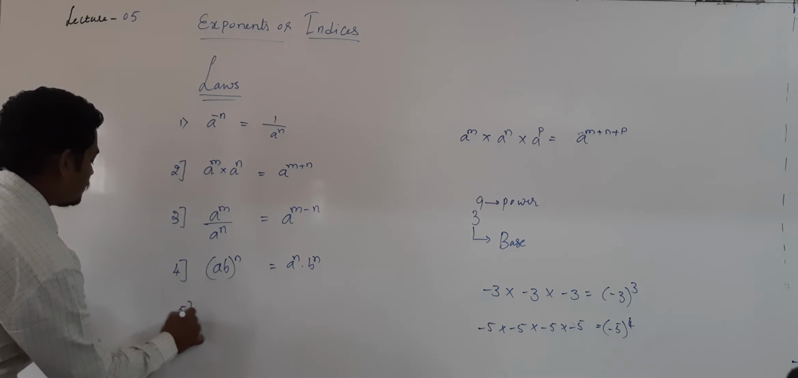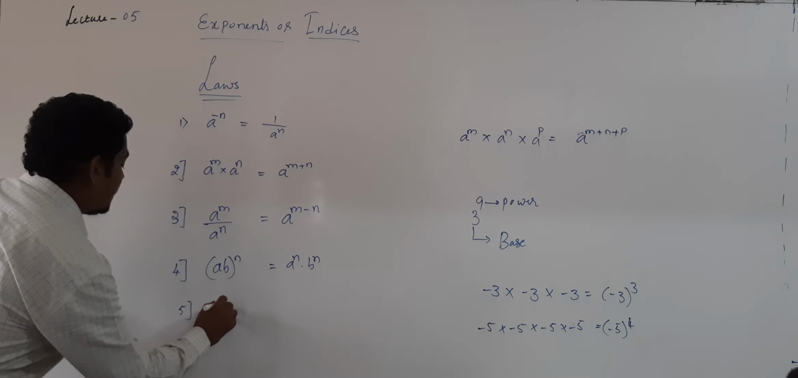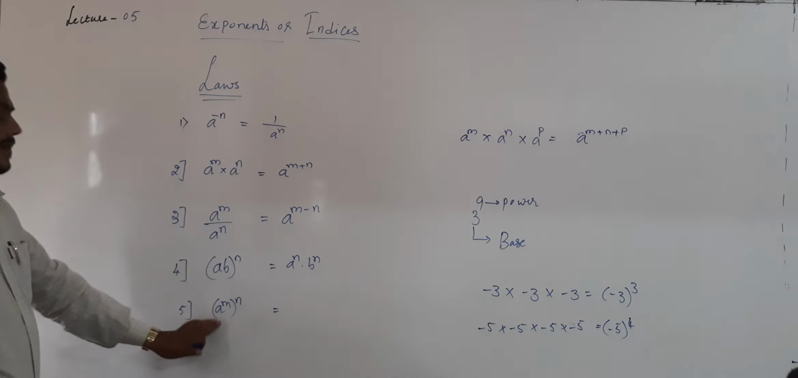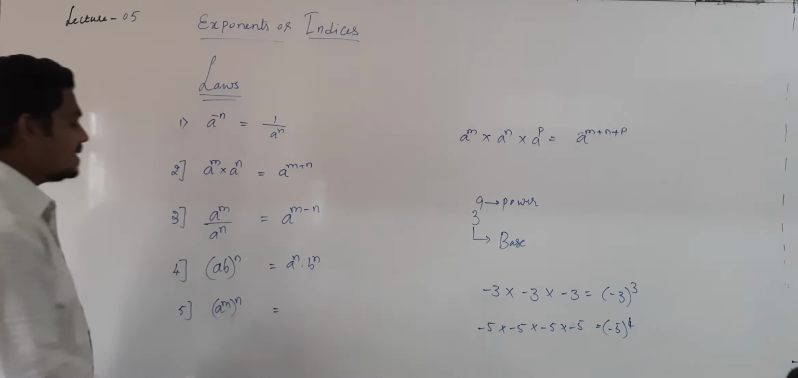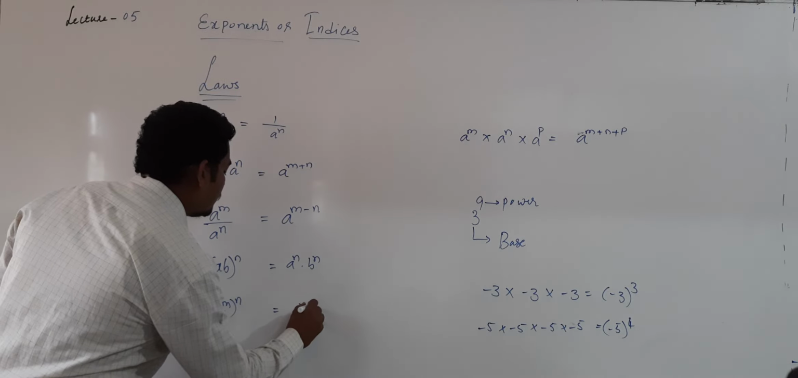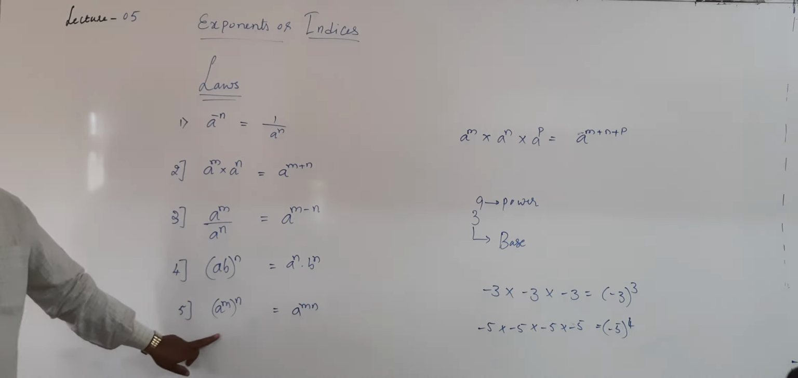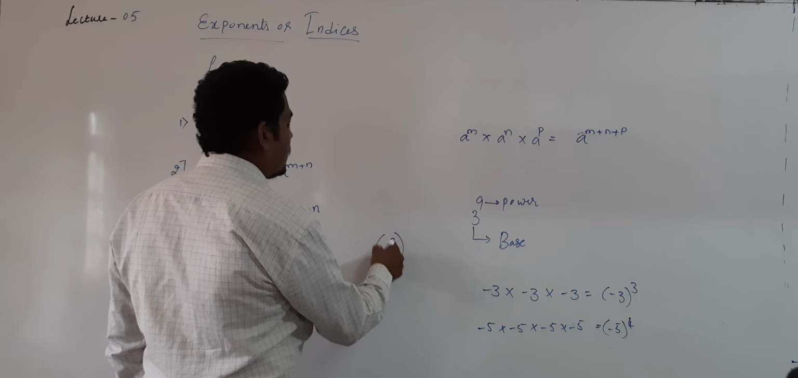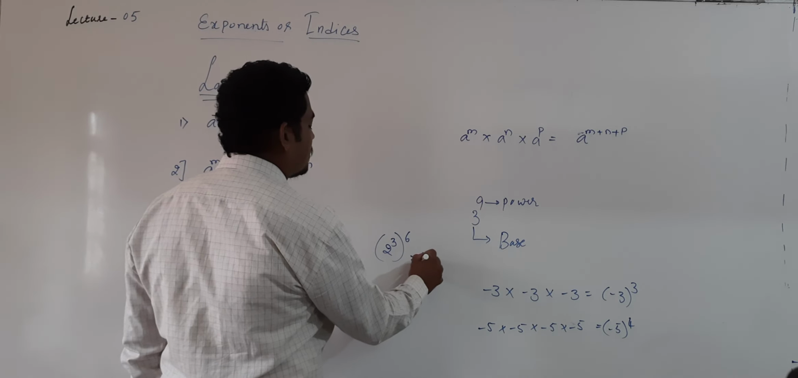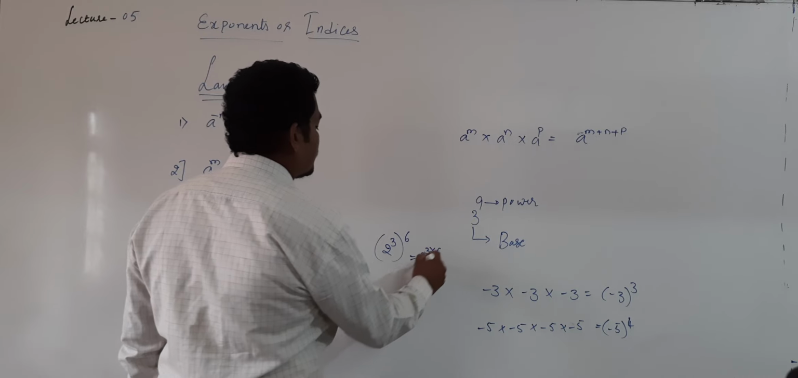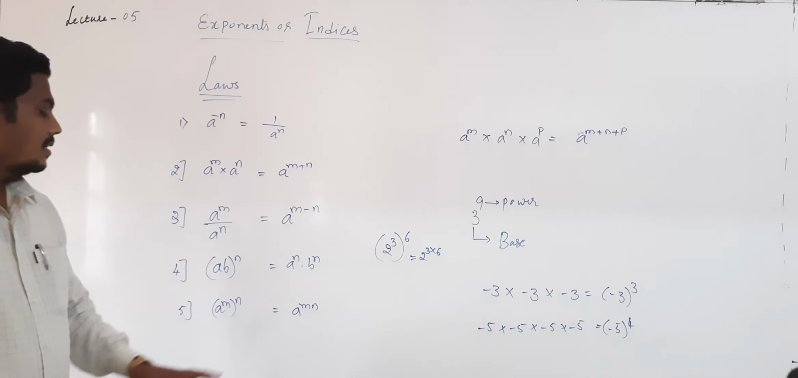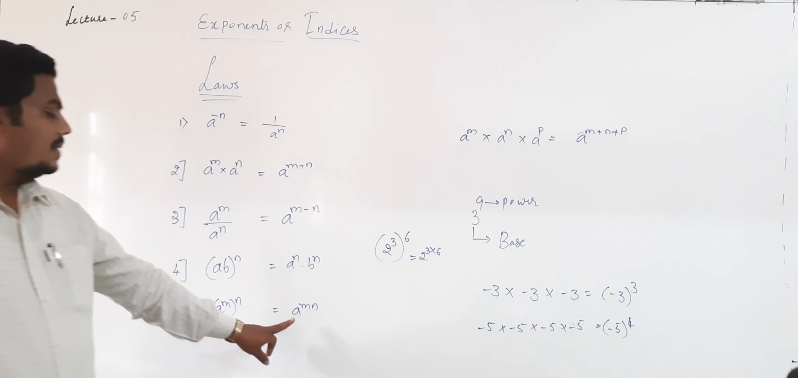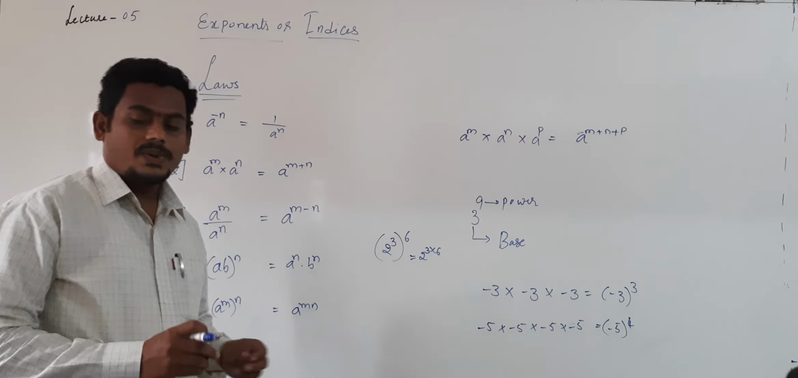Next, a power m whole thing power n is a power mn. For example, 2 power 3 to the power 6 is equal to 2 power 3 into 6. A power m whole thing power n will be a power m into n.